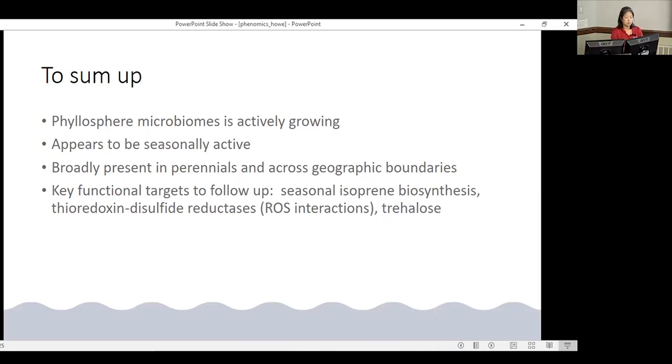The next thing is more mechanistic studies looking at these specific functions, and we're really interested in following up with the isoprene biosynthesis and the stress response functional pathways to target in these plants. So we have a suite of isolates also from the phyllosphere that we can now put with the plants and do more mechanistic studies.